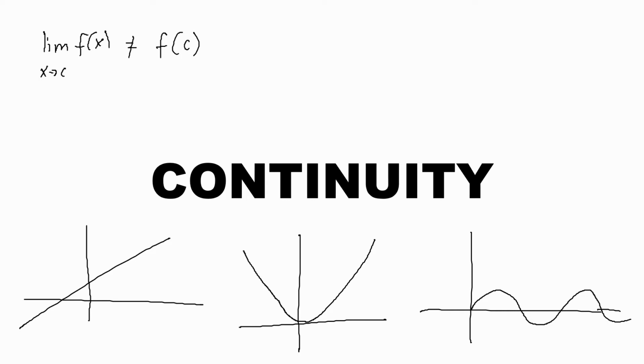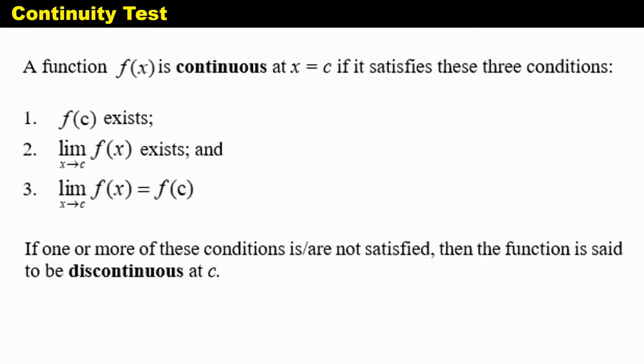Now, how do we know that the graph of a function is continuous? We have here a continuity test. A function f of x is continuous at x equals c if it satisfies these three conditions. First, f of c exists. Second, the limit of f of x as x approaches c exists. And last, the limit of f of x as x approaches c is equal to f of c. Now, if one or more of these conditions are not satisfied, then the function is said to be discontinuous at c. So this is continuity at a point.